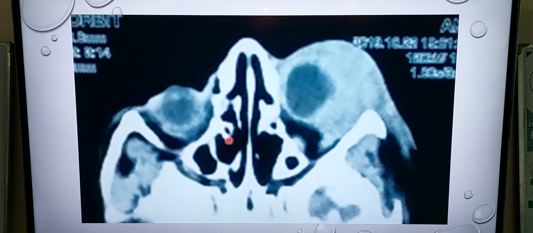This is a CT scan axial view showing proptosis of the eye, and this is the mass. A homogeneous mass is found, and it is poorly defined. There is no capsule as well.